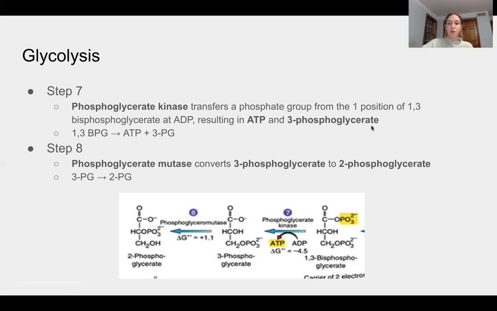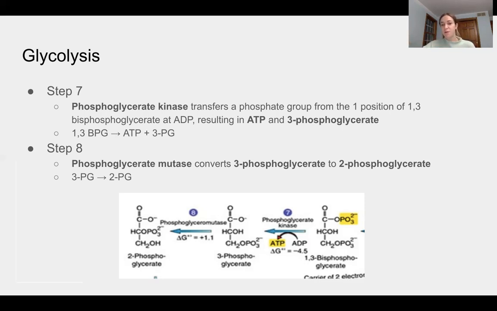A good way to remember this step, if you're just looking at the materials, is that you have 1,3-BP. The BP means bisphosphate, so you have 2 phosphates. You're transferring one of those phosphates to an ADP to make an ATP, so adenosine triphosphate. Then you're missing that phosphate from the 1,3-BPG, so you just have 1 phosphate left at the 3 position. So it's 3-phosphoglycerate.